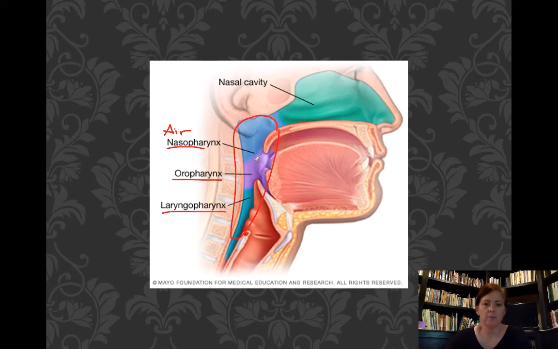The oropharynx really is going to be a common passageway between food and air down to the laryngopharynx, and then we're going to divide off. So food would continue down the esophagus, and air would continue down the trachea anteriorly, heading to the lungs.